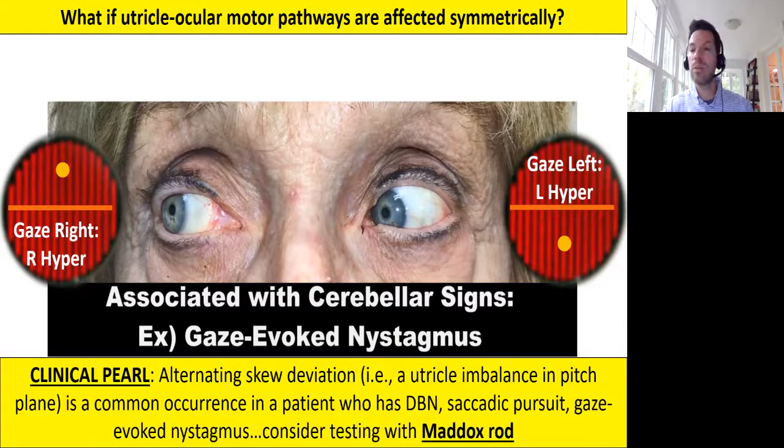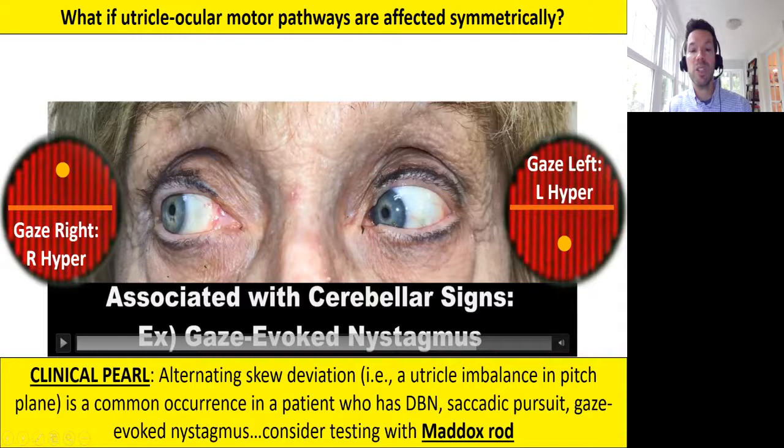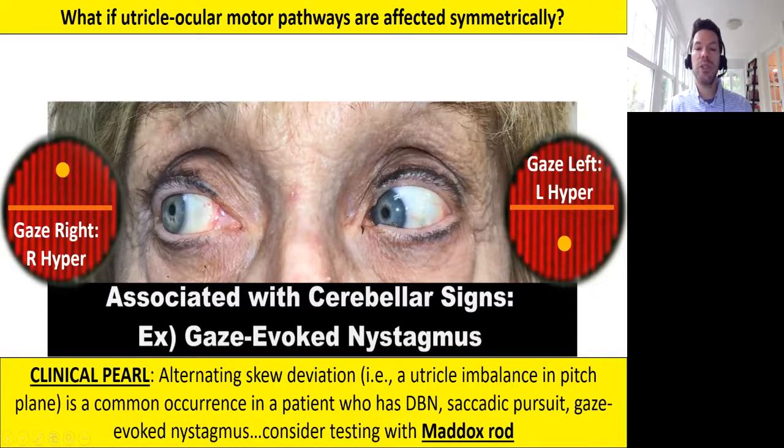So this is a nice subjective way to do that, but the patient has to be cooperative. Here, even when she's looking to the right, she has gaze-evoked nystagmus, the video is paused, but when she's looking to the right, you can see that the right eye is higher than the left eye. The left eye is sort of going down a little bit, the right eye is going up a little bit. So an alternating skew deviation, you can think of this as a utricle imbalance in the pitch plane, as opposed to an ocular tilt reaction, which is an asymmetric utricle injury in the roll plane.